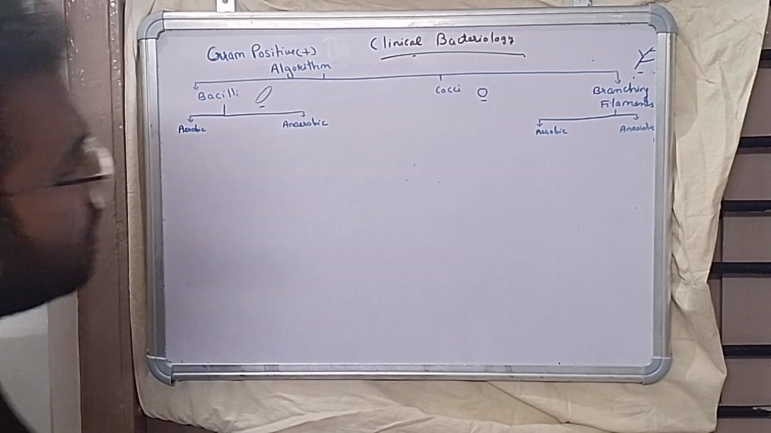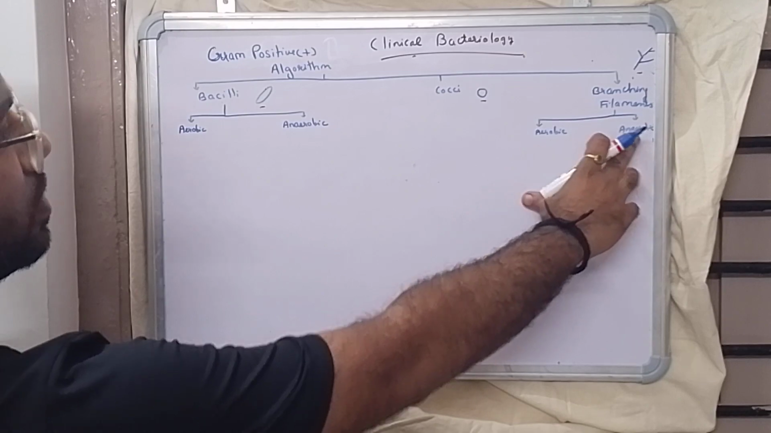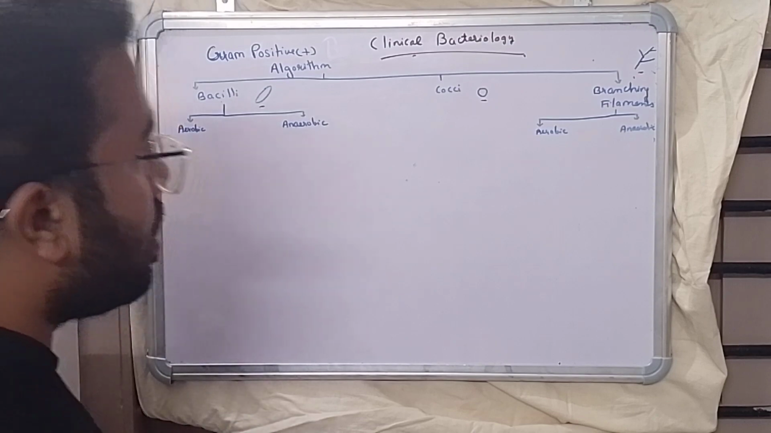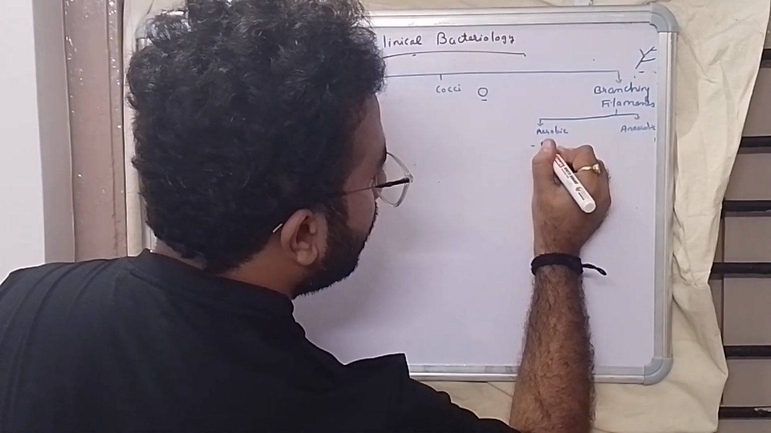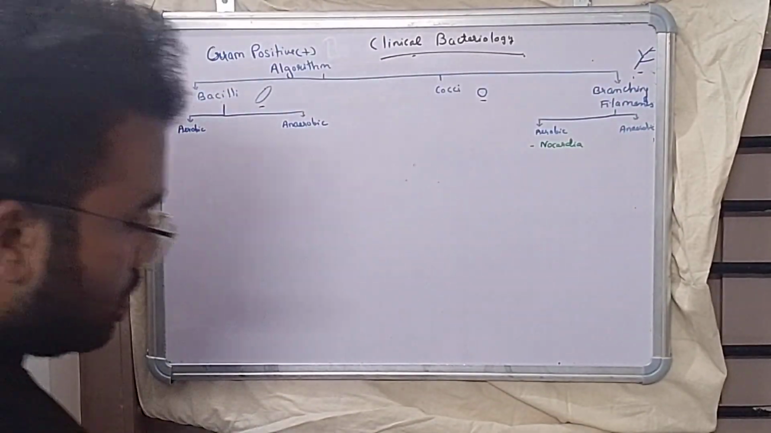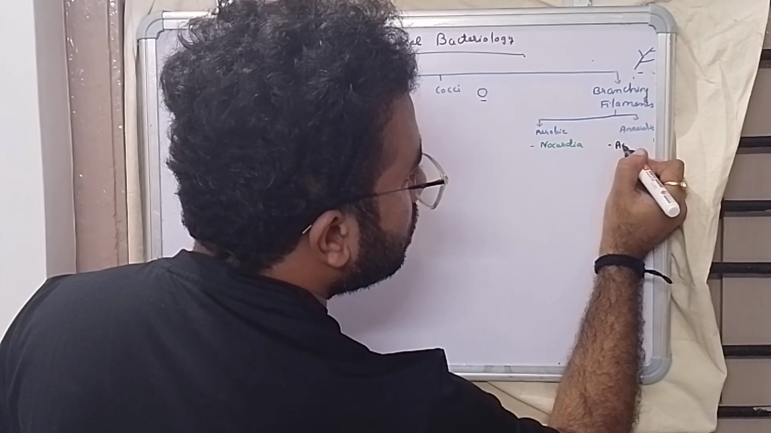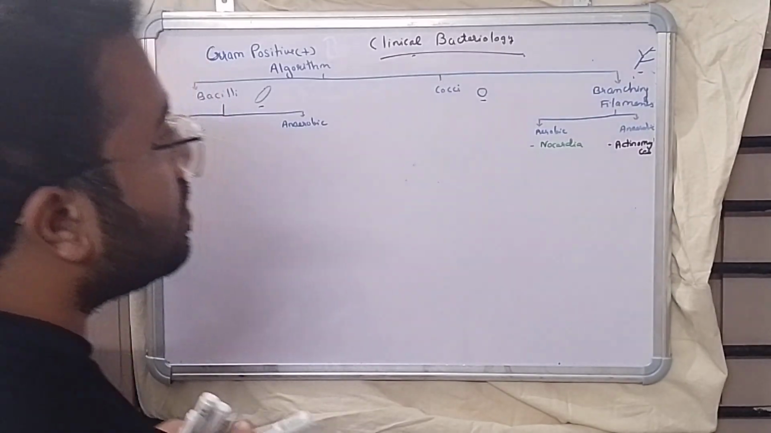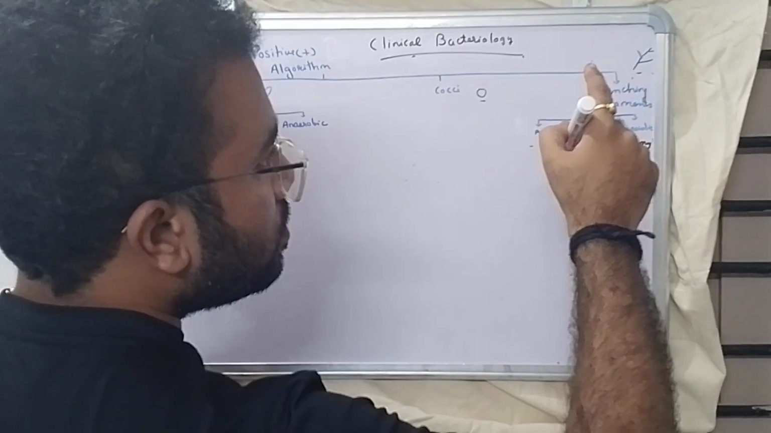So we will go with aerobic. We will give some examples of aerobic and anaerobic. Branching filaments, aerobic: the fine example will be, I will write in green color, Nocardia. And in anaerobic, I will write in black color, Actinomyces. What is important here is that Nocardia, which is an aerobic bacteria, comes under branching filaments.